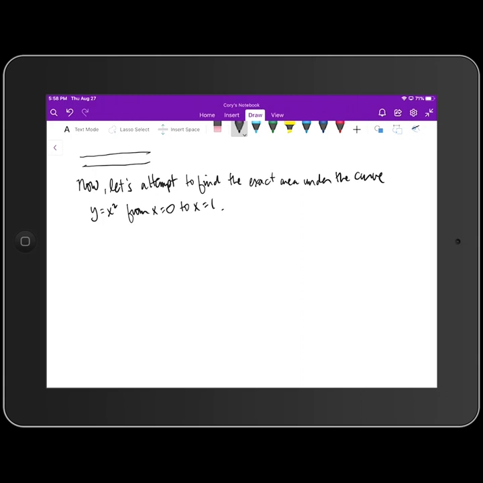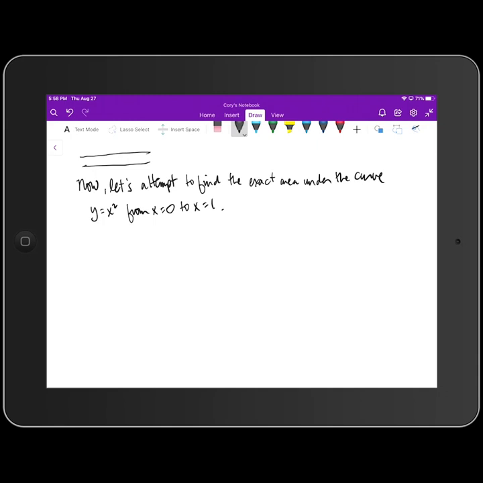So directions here say now let's attempt to find the exact area under the curve y is equal to x squared from x is equal to 0 to x is equal to 1. If you remember back in class, we used the left Riemann sum, the right Riemann sum, and the midpoint Riemann sum, as well as the trapezoidal approximation to get estimates for the area underneath that curve between x is equal to 0 and x is equal to 1. This time we want to find the exact area.